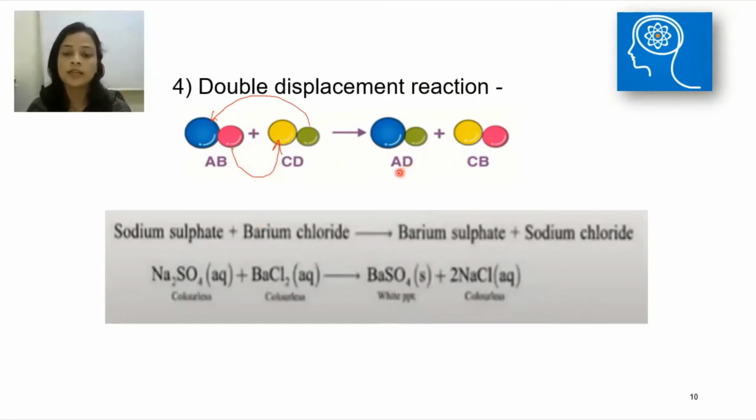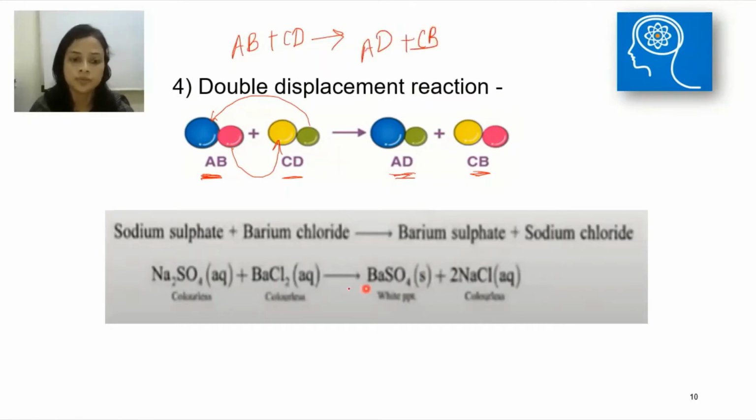So finally we will get two new products from these two elements. AB plus CD. How to represent this double displacement reaction? AB plus CD gives AD plus CB. Now here is the example of the double displacement reaction. Why is it called double? Because here the position of two elements changes, double is for two elements.